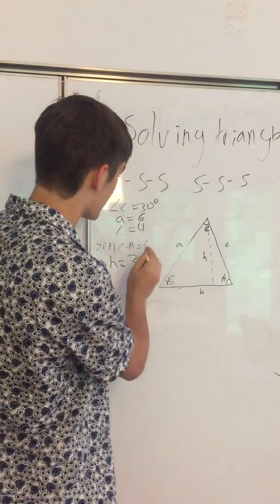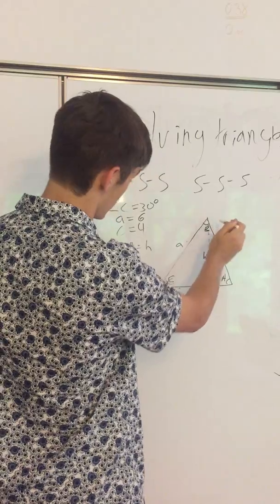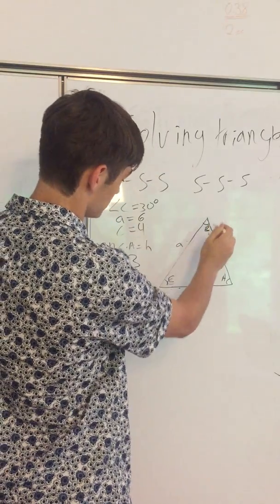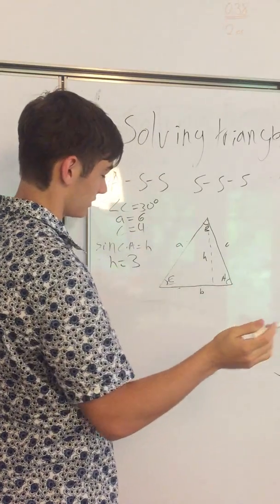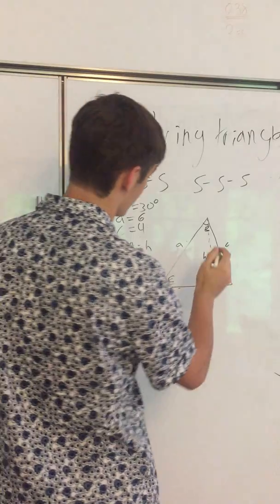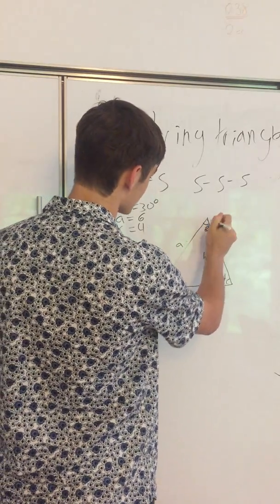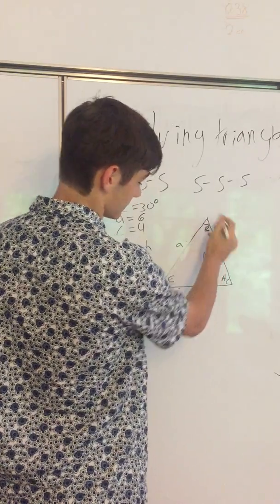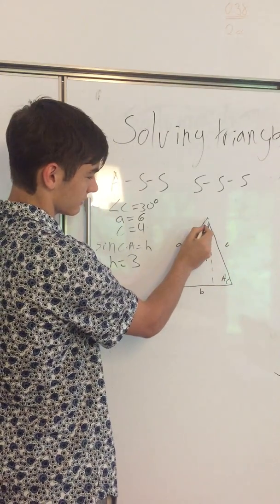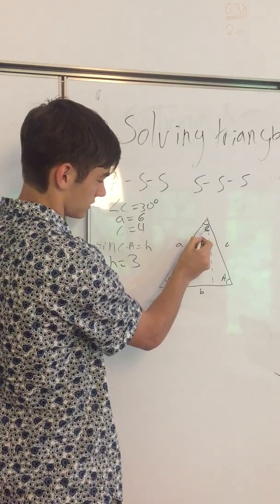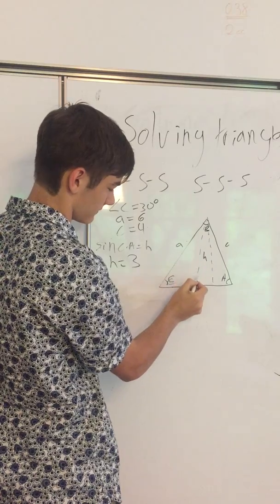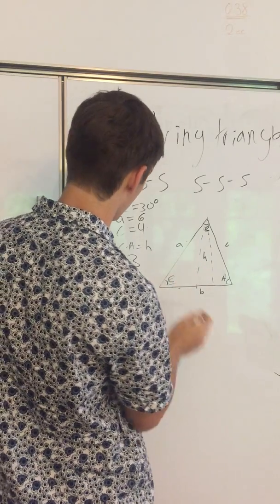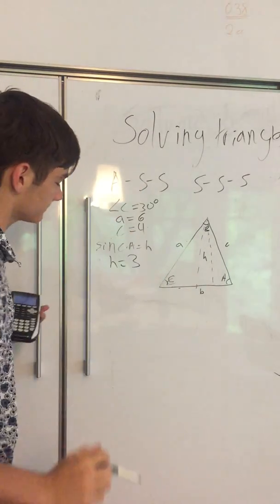If it was equal to the side, then there'd be one triangle, because the side C would just be the height, and that would be the only triangle it would be. But now in this case, there's two possible triangles, because there's this triangle, and then there's also this possible triangle, both with a side of C equals 4.